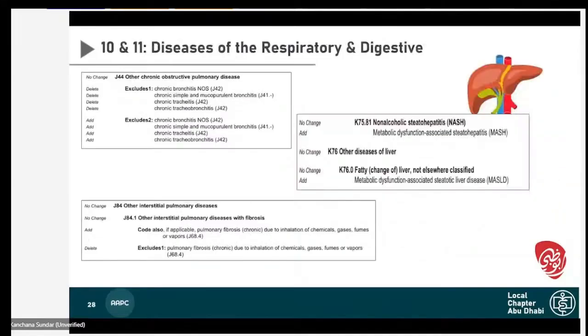Very meaningful though. So the first one is on COPD, J44, other chronic obstructive pulmonary diseases. Here, this was Excludes 1 where chronic bronchitis and chronic tracheitis and all of these were listed as Excludes 1 when it comes to COPD coding. And it has been moved to Excludes 2 now, chronic bronchitis and all of this.